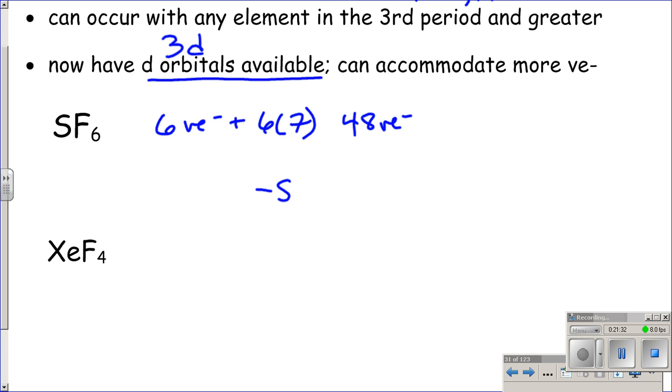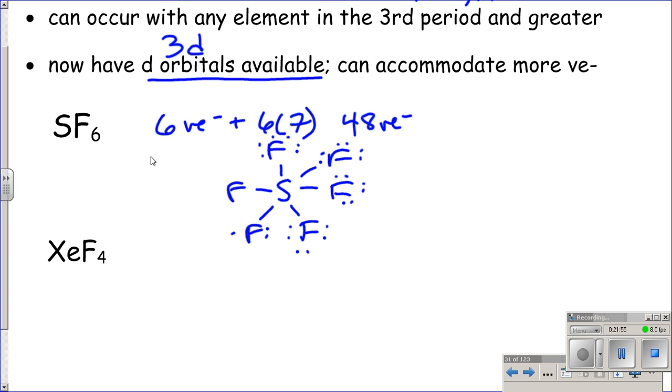Sulfur must be in the middle. We have to have 6 attachments, 6 ligands, so F all the way around here. 2, 4, 6, 8. So far we've used 2, 4, 6, 8, 10, 12 valence electrons. And of course, fluorine is very electronegative. It does not like to share more than it needs to. So it's going to get an octet via lone pairs around it the whole way. So we've used 48 electrons, and you'll see that sulfur has 12, so expanded octet, which is fine.